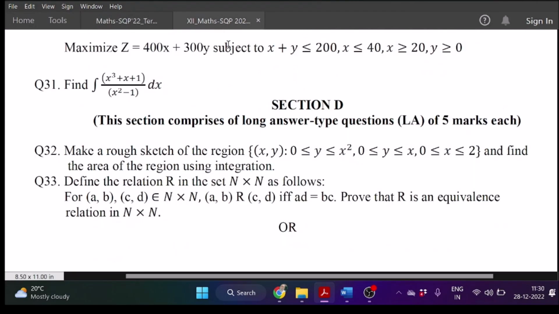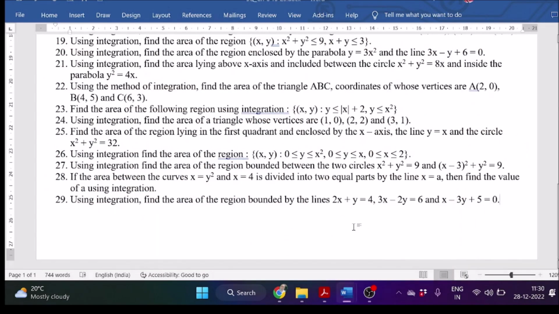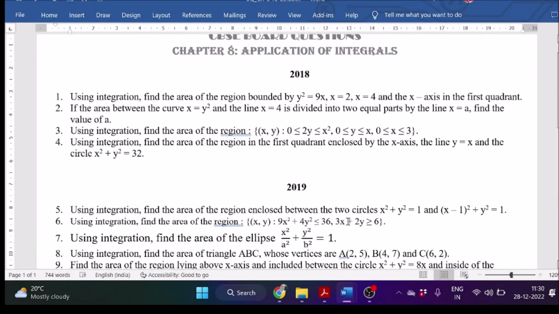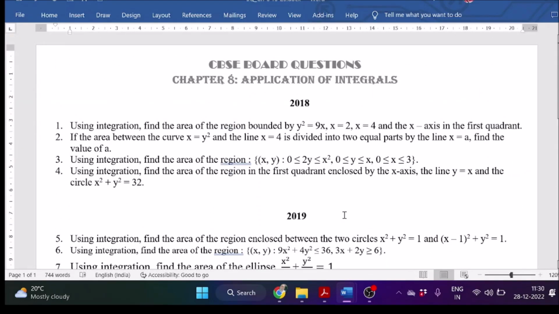This year the question came in this way: there is a parabola and there is a straight line, and the area is included in between them. So based on this, now we have to select the questions that came in 2018, 19 and 20. I am going to discuss these 3 years, and among these questions we have to delete some that may not come in 2023.